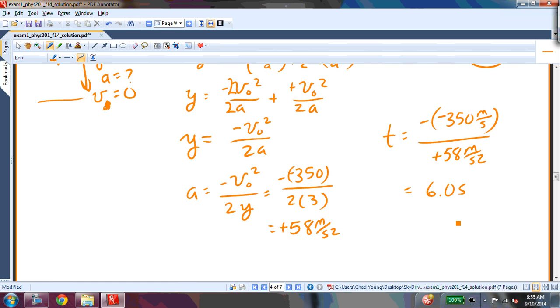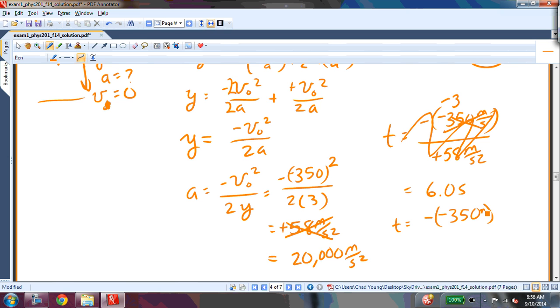Oh, let's see. I'm sorry. I made a mistake here, didn't I? So I should have squared this. I thought that time seemed really long. Let's just go back and fix this. I just forgot to square that 350. Hopefully you've already found this. So I have 350 squared over 6. It's 20,000 meters per second squared. All right, much larger acceleration because he's going from a really high speed to 0. And then let's see if I put that in here. Okay, let me start this over. So T is equal to negative 350 over 20,000.